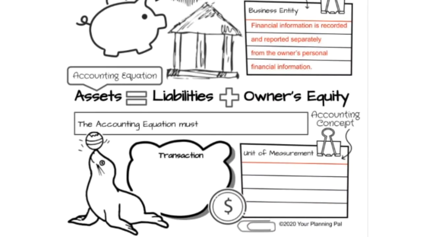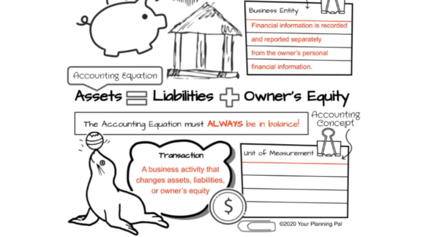Okay, so the accounting equation is written as assets equal liabilities plus owner's equity. And the accounting equation must always be in balance. So every time you do a transaction, which is defined as a business activity that changes assets, liabilities, or owner's equity, that's defined as a transaction. So after every transaction, the accounting equation must always be in balance.